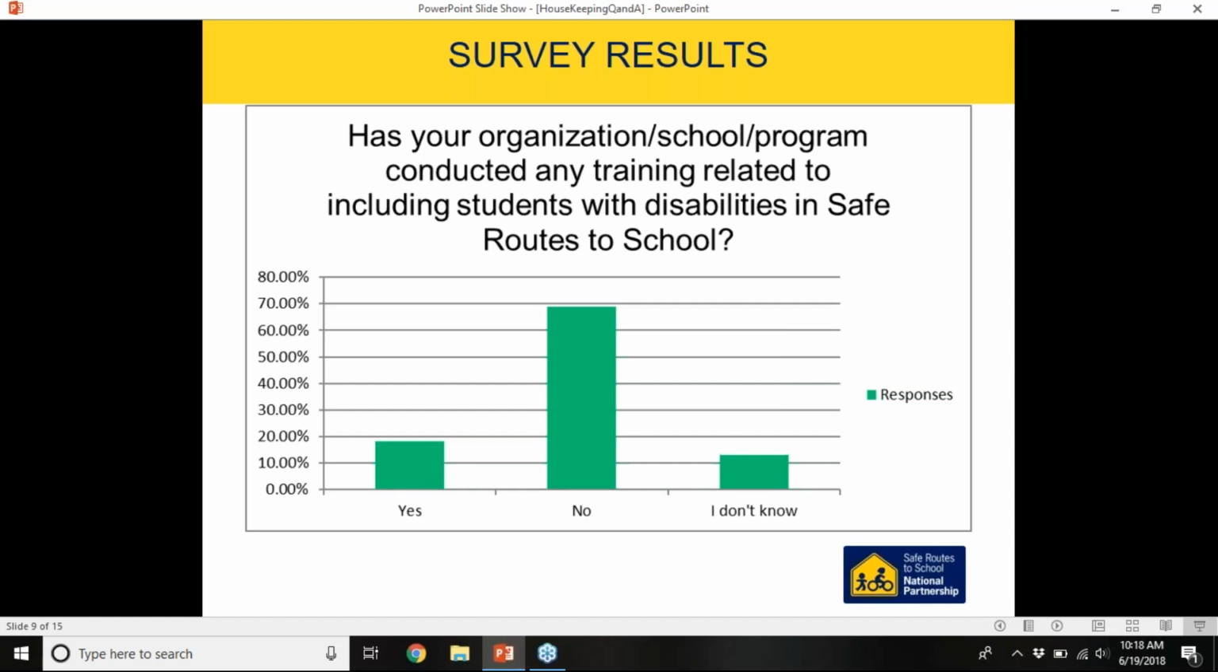First question is, has your organization, school, or program conducted any training related to including students with disabilities in Safe Routes to School? And you can see here, just under 20% said yes, under 70% said no, and then there was just a little bit over 10% that said, I don't know.